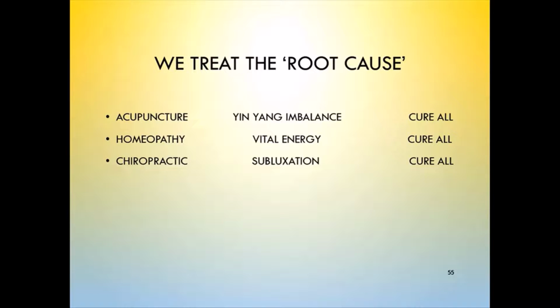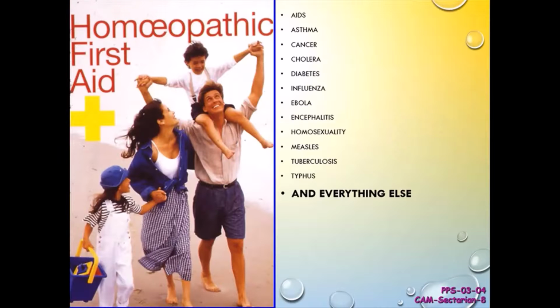In acupuncture, the root cause is imbalance of the 2 life forces, yin and yang. In homeopathy, the root cause is disturbance of the vital energy, and in chiropractic, traditionally, the root cause of all disease is a subluxation, a misplacement of the spinal joints. And if you treat the root cause of any disease, it is clear that you cure any condition. So that's the trick that you have to adopt, and that's the trick that is being adopted in alternative medicine. And that's why homeopaths can claim not to be just first aiders, but be able to treat AIDS, asthma, cancer, cholera, diabetes, and virtually everything else.